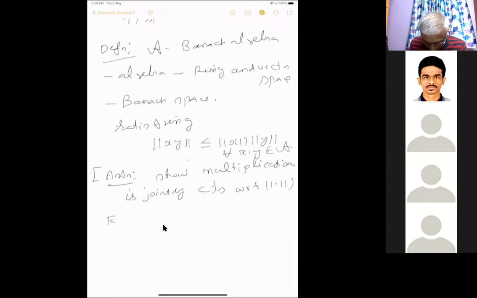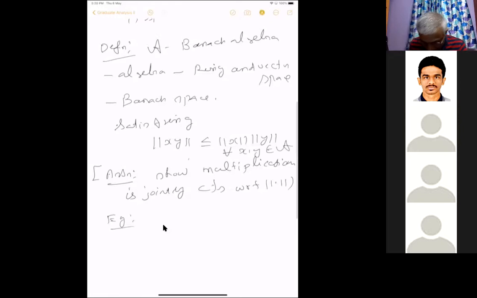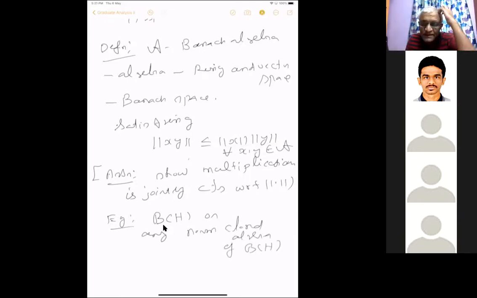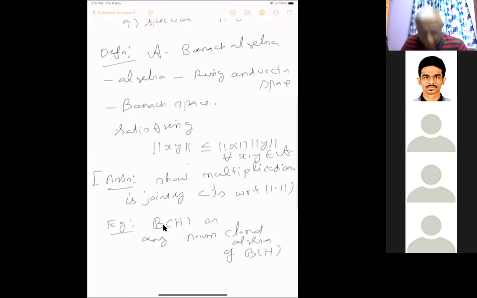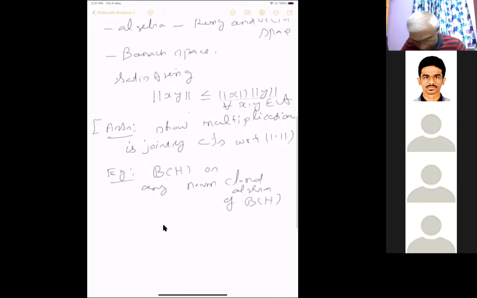So examples. We will be dealing with only two examples. One is B of H, or any norm closed subalgebra of B of H. That's what we will deal with. We will basically be dealing with B of H because we want to prove the spectral theorem. Otherwise you can take a subalgebra of B of H and take the closure. So it's a norm closed subalgebra of B of H. That's what we will be dealing with.